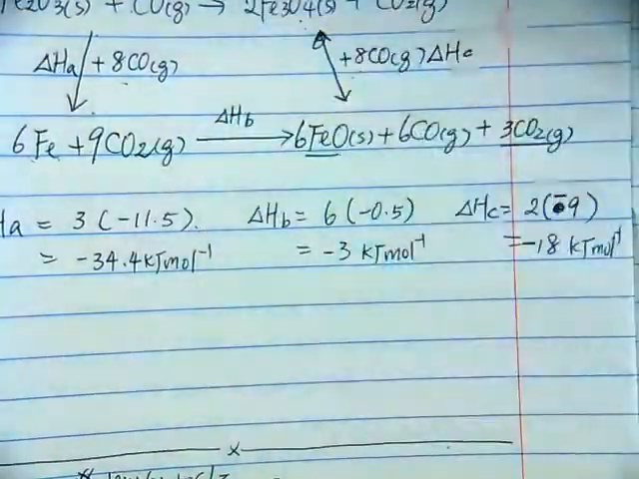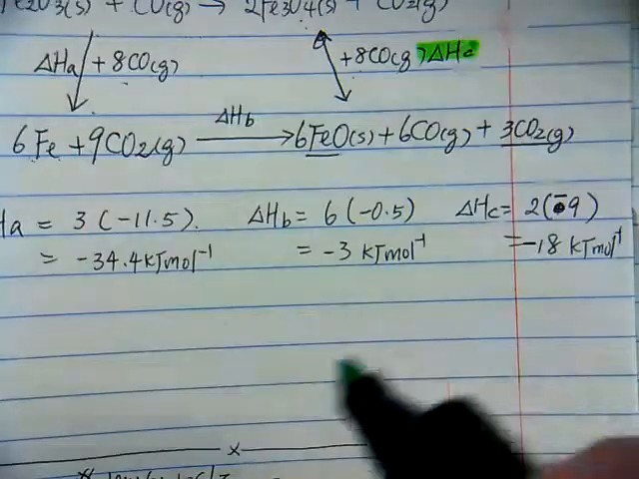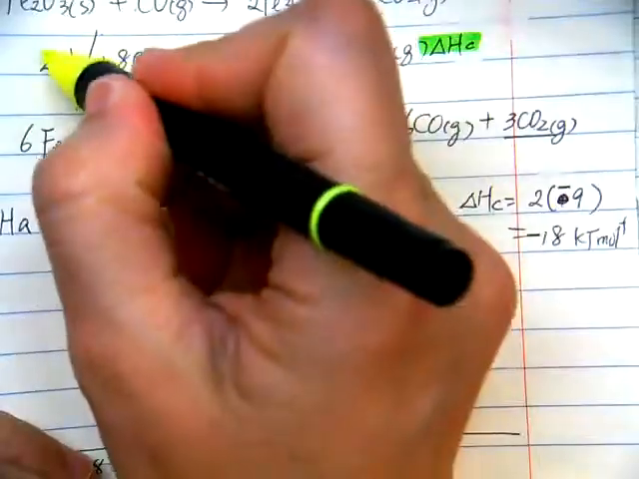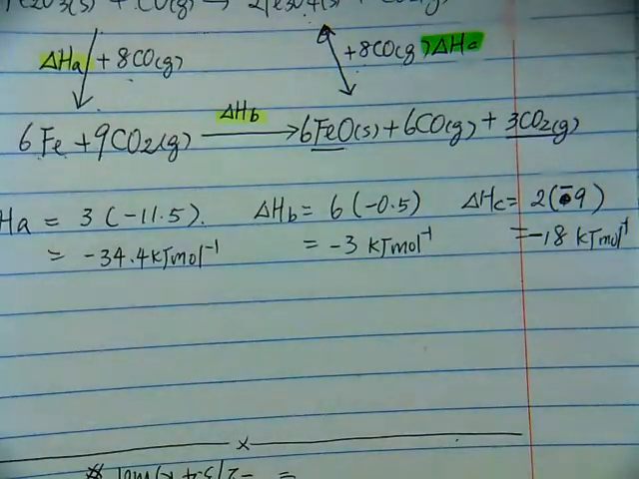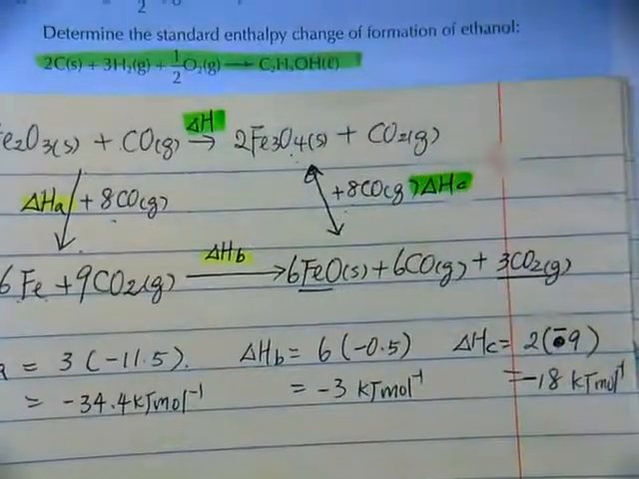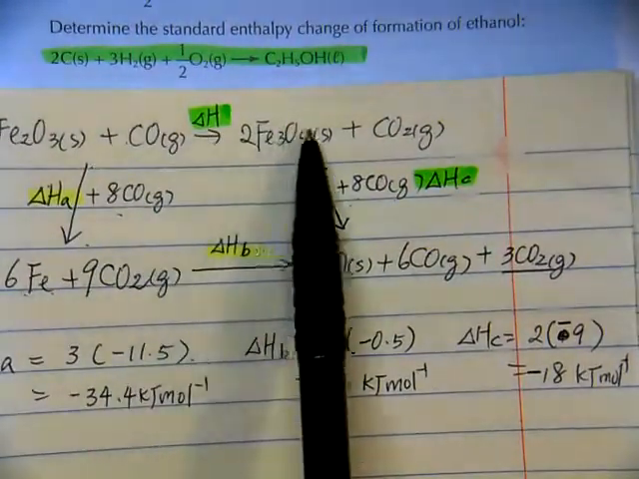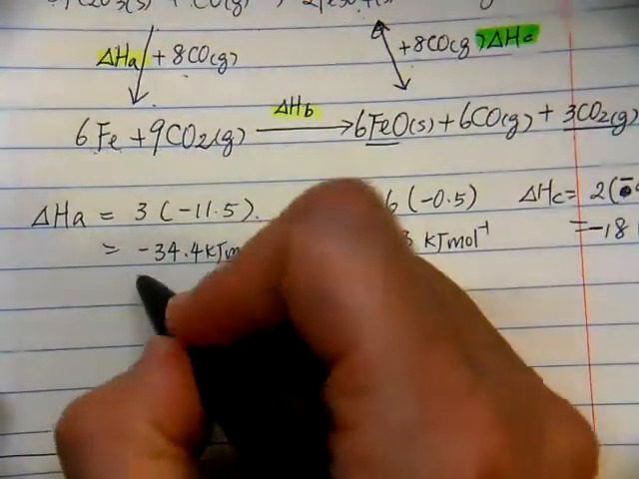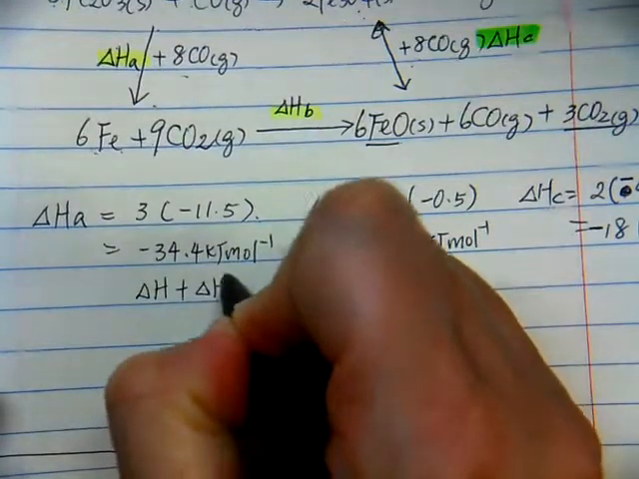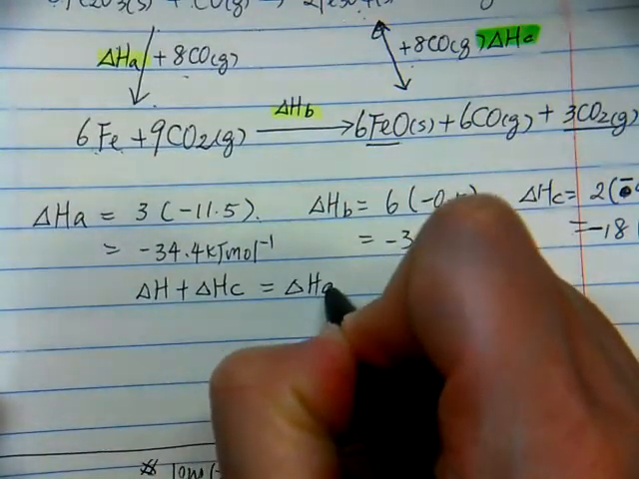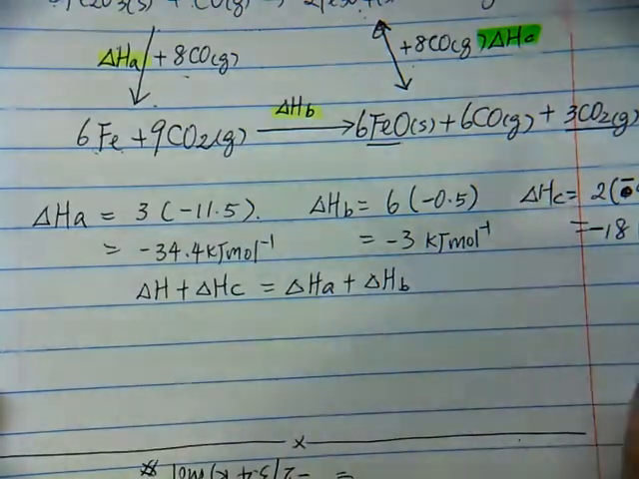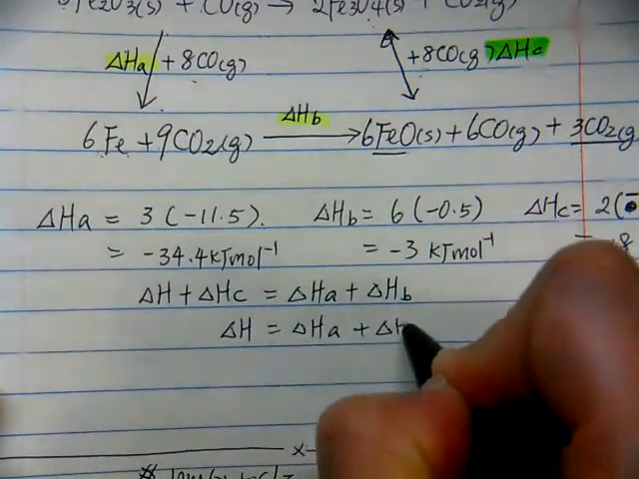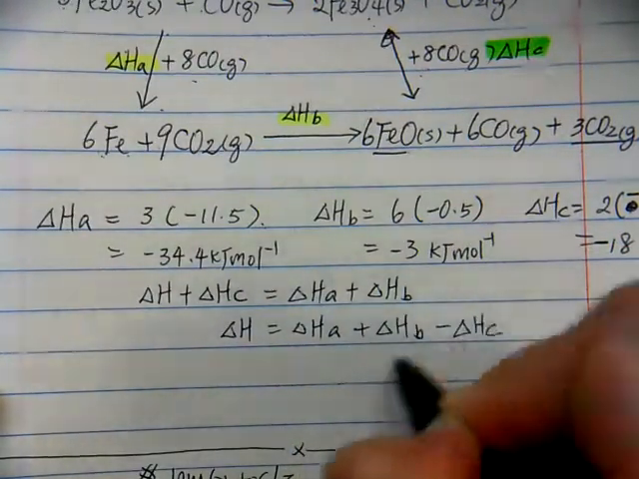Now let's use 2 color highlight pen. This is the first route. This belongs to the first route. However, this one and this one belong to another route. Can you see that? Clockwise, clockwise, anti-clockwise, anti-clockwise. In other words, delta H plus delta HC is equal to delta HA plus delta HB. So delta H is equal to delta HA plus delta HB minus delta HC.